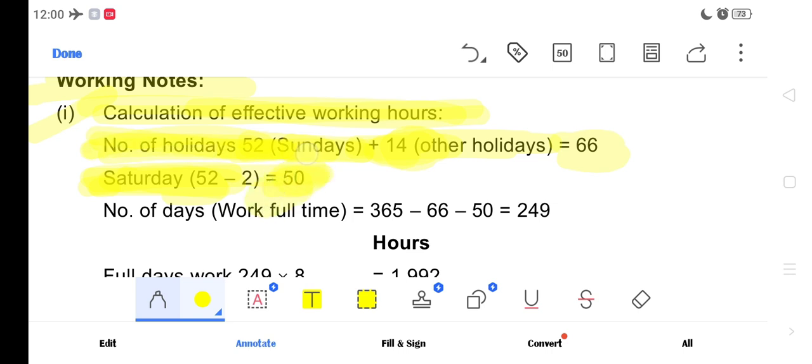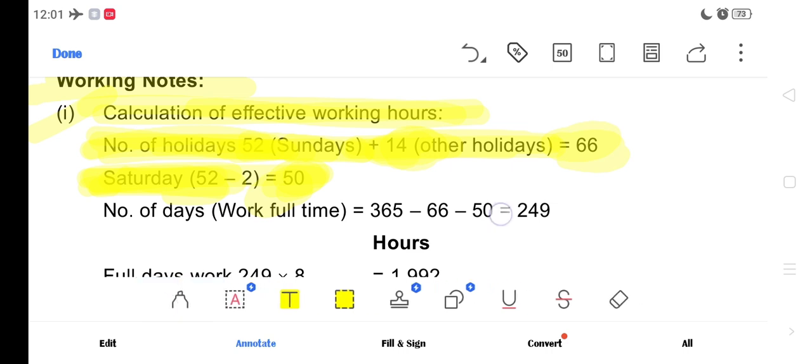Okay. So number of holidays: 52 Sundays, and 12 other holidays, and 2 Saturdays also holidays. Total 66 holidays for sure. Now how many working Saturdays, that means half-day working Saturdays, are left? Only 50, because 2 are holidays. Out of 52 Saturdays, 2 days are holidays, and 50 days you are going to work, but not full time, for half day only. That means you have to work only 4 hours.